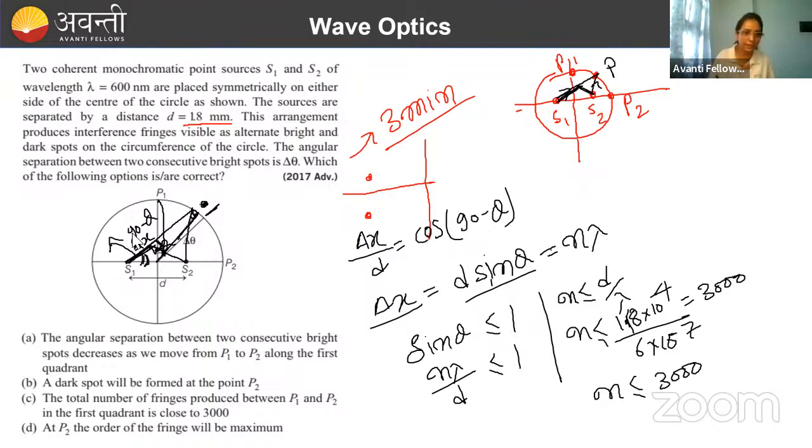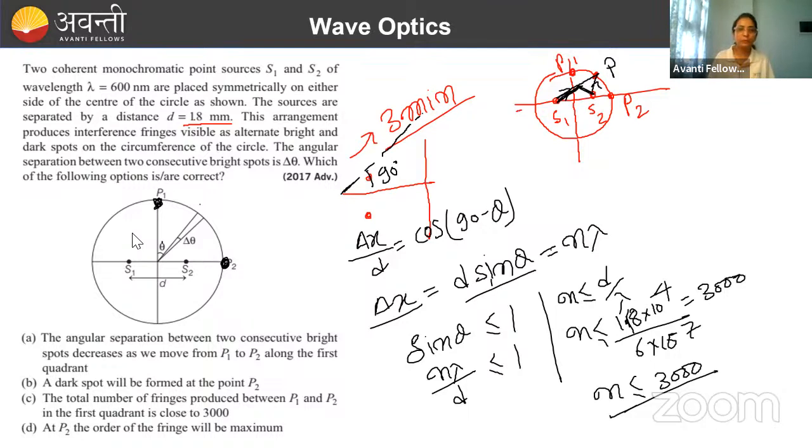Again, this is a circular screen. If you see carefully in the diagram, theta 90 means which position? I am talking about P2. That is attainable. Theta 0 means P1. So all the values of n it will take, unlike a linear screen. On a linear screen, we can't obtain theta equal to 90 degrees.